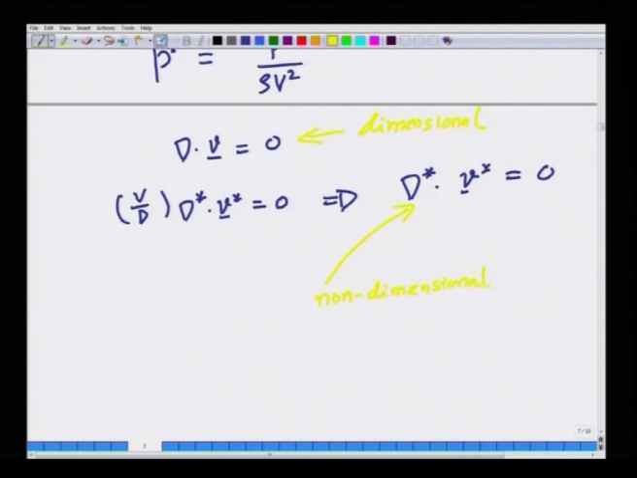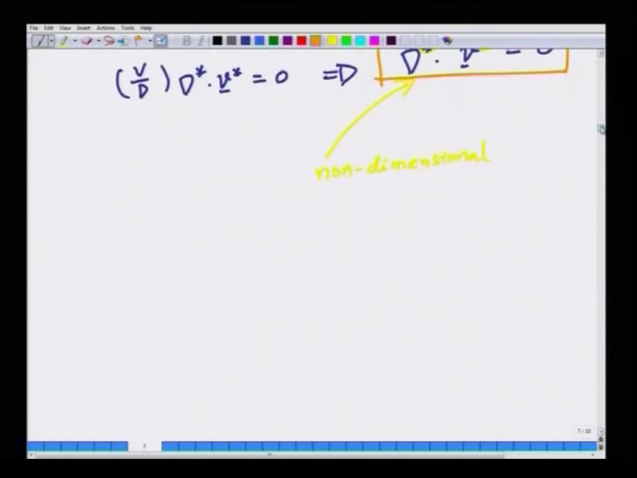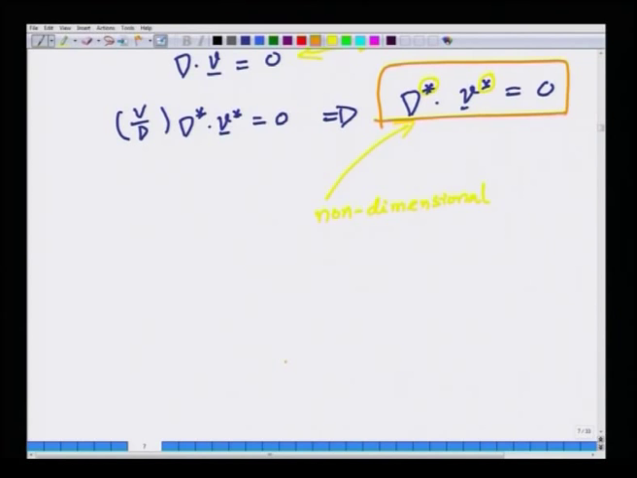And as you would have realized by now, all the non-dimensional variables are denoted by an asterisk or a star. Okay. This is the non-dimensional mass conservation equation, differential mass conservation equation. Likewise, we can non-dimensionalize the momentum equation.